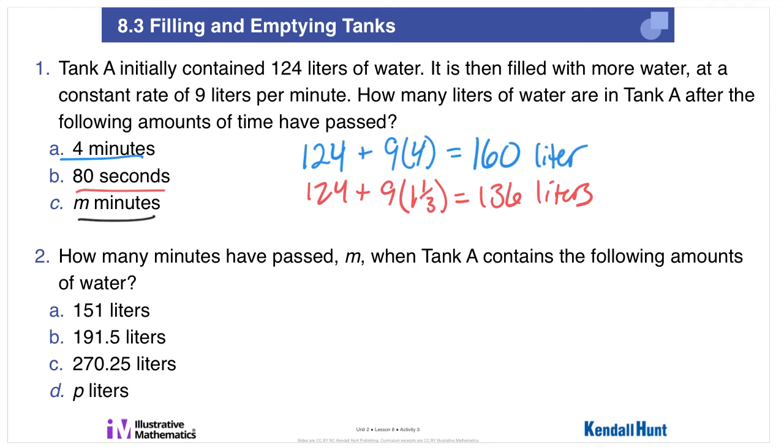Now we want to put this all into an equation. And what I noticed is that I was starting with 124, and I always took 9 times M, however many minutes it was, and that gave us liters. We'll call that big L.